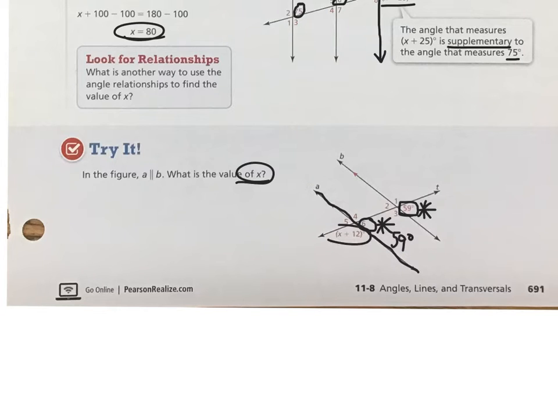And now I can use that with the angle marked x plus 12, and their total is a supplementary pair, or 180 degrees. Now we're going to solve for x.